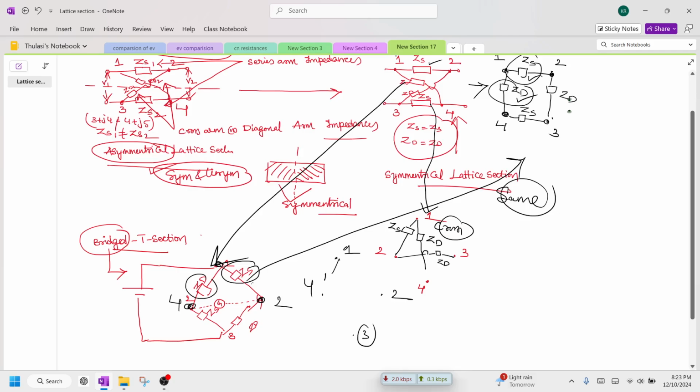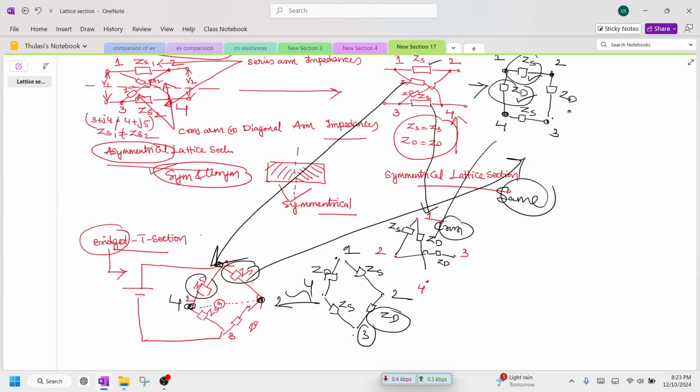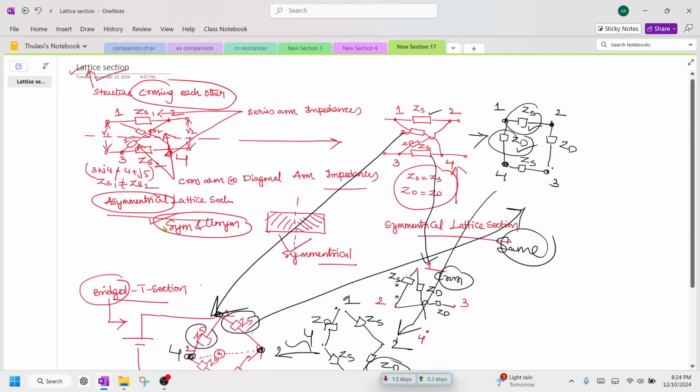Just construct it, and you see this is nothing but four impedances. Between 1 and 2 we have ZS, between 1 and 4 we have ZD, between 4 and 3 we have ZS, and ZD again. See here, this is all the same. That's how we can call this lattice also a bridge network. Therefore the conclusion is a lattice network can also be called a bridge network.